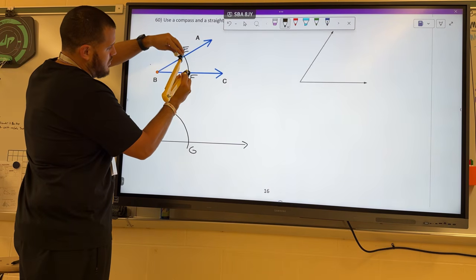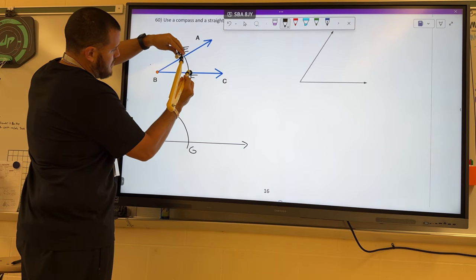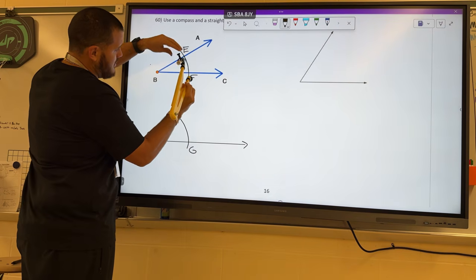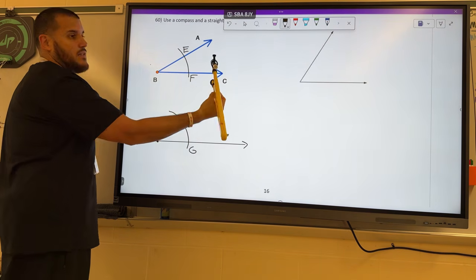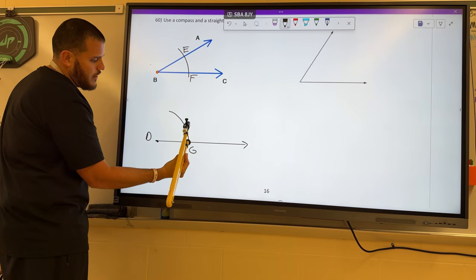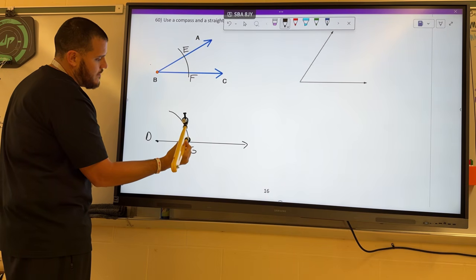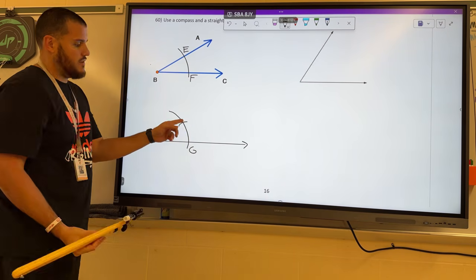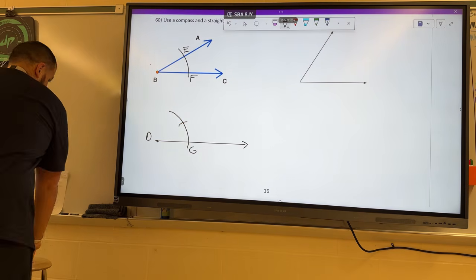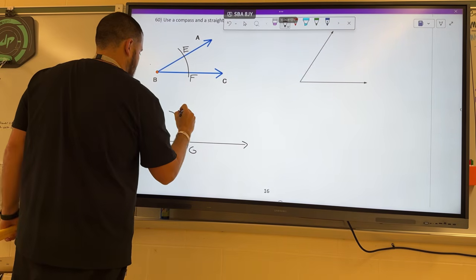The compass would go on one point. The pencil on our compass would go on the other intersection. And then I would take that exact measurement. I'm going to carry it down here, put my compass on point G, and then make an arc that intersects right here. And I have another new point here. I'm going to call that point H.